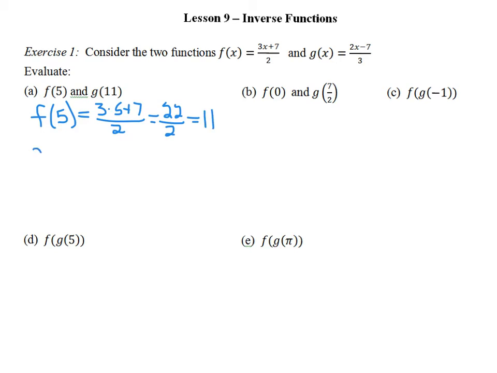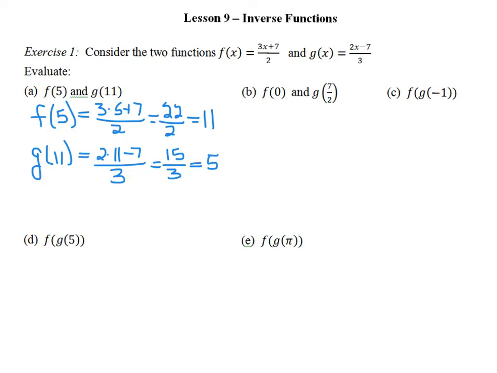Let's go on to do g of 11 within this same section. So we want to say (2 times 11 minus 7) divided by 3. 2 times 11 is 22. 22 minus 7 is 15. 15 divided by 3 gives me 5.